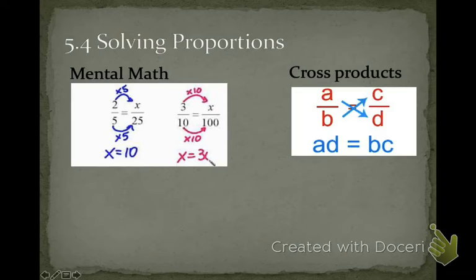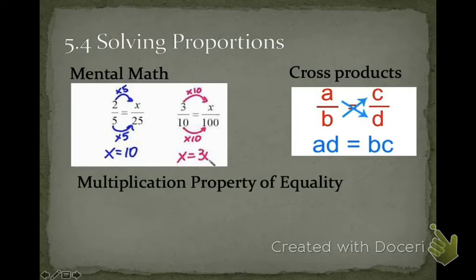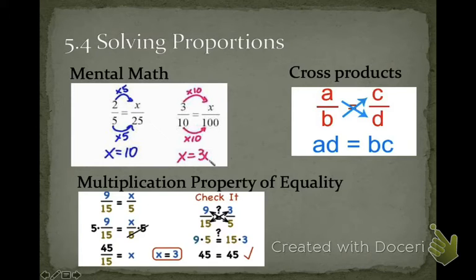We can also use cross products, or we can call it the butterfly effect. So write that down as well. Remember, if you need to, pause the video while you write down the notes. I can also use the multiplication property of equality. Again, write this down in your notebook. I should see this in your notebook.